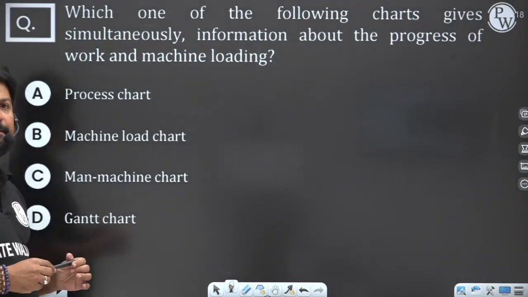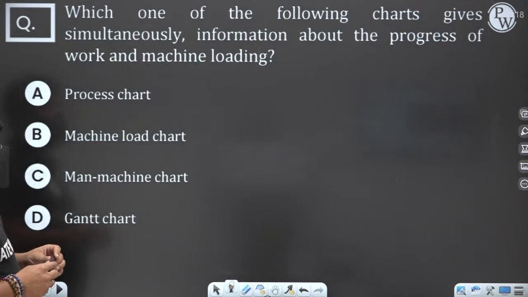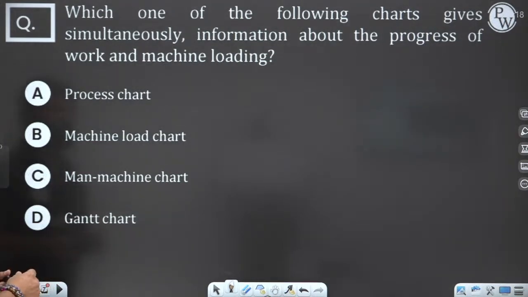Which one of the following charts gives simultaneous information about the progress of work and machine loading? Work and machine loading. This is a very easy question.